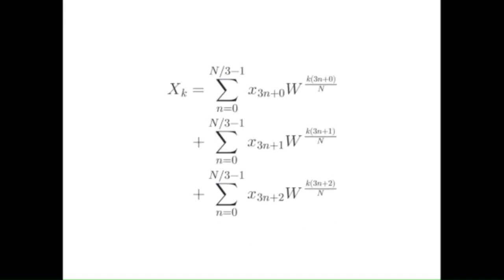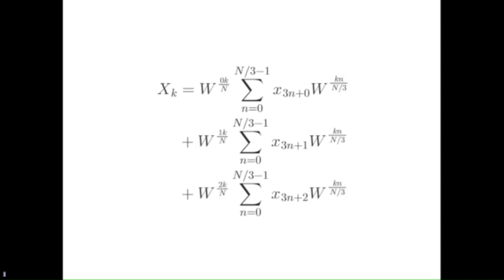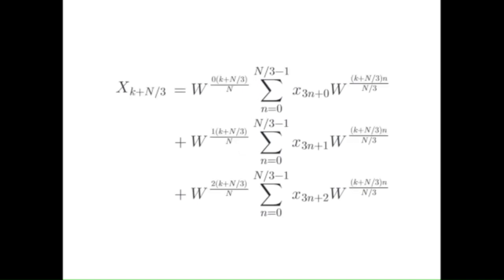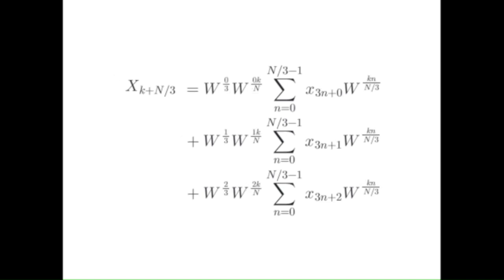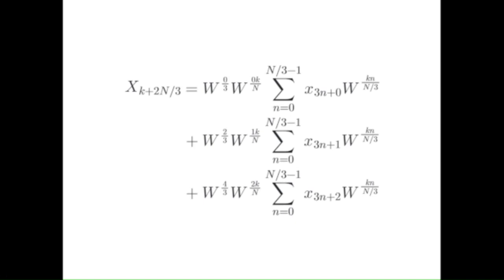So, here's the reindexing formula for a radix of 3. And here it is after simplifying to pull out the twiddle factors. Now, we can use these three subsums over the indices congruent to 0, 1, and 2 modulo 3 to calculate three output buckets. First, we have the formula for k plus big N over 3, which simplifies like this. And here is the simplified formula for the bucket with index k plus 2 big N over 3.